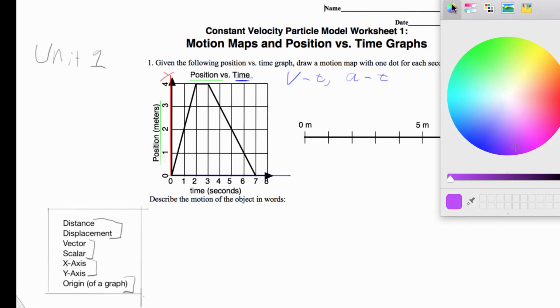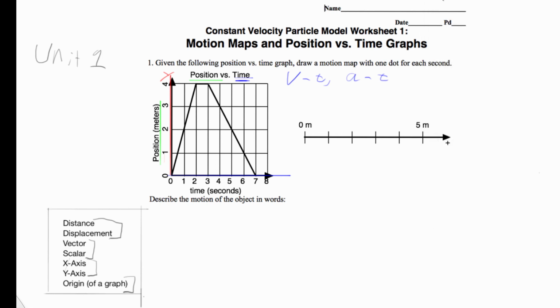Also, there's some really cool tech that can fix color blindness, which would be cool to get the class some of that. All right, so starting with the first second, starting at 0 seconds, between 0 and 1 seconds, what happened to this thing? Well, at 0 seconds, the location was at 0, so I'm going to put a dot here.